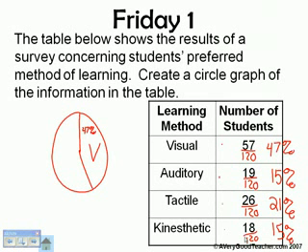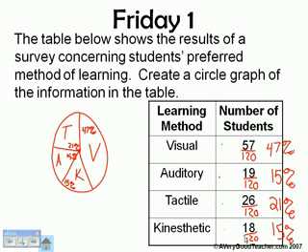Now the other three, there's 2 15s and 1 21. There's my 21%, and that is tactile. And this I divide in 2. I have auditory at 15%, and I have kinesthetic at 15%.